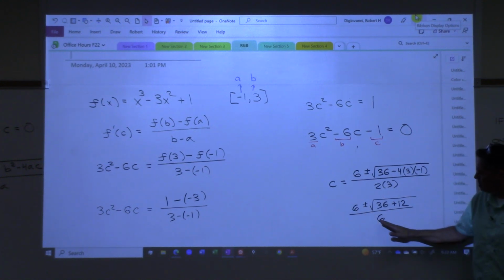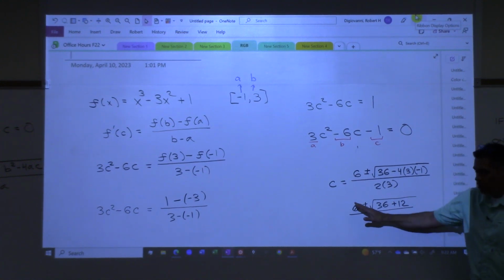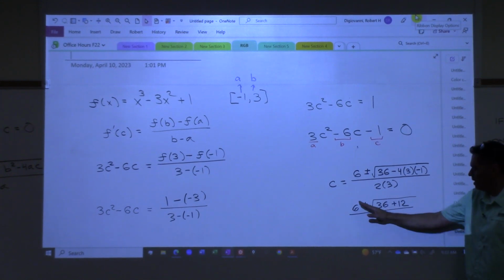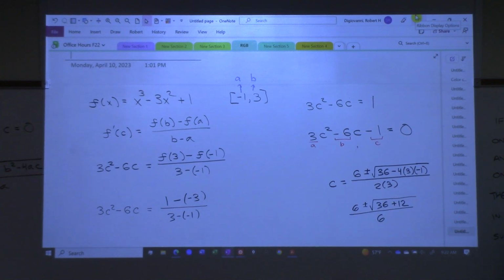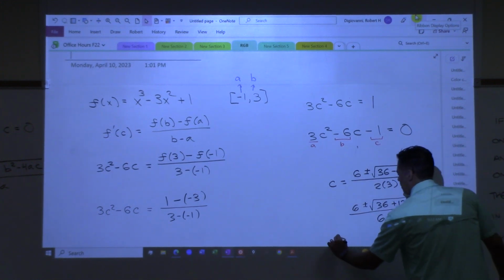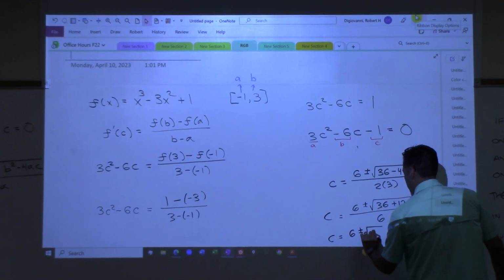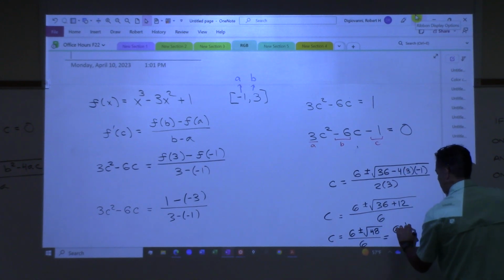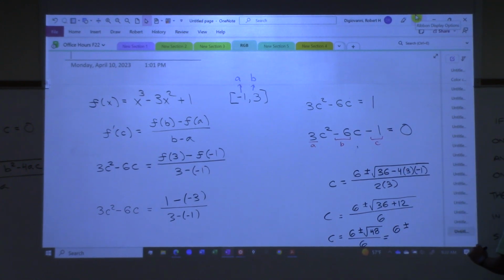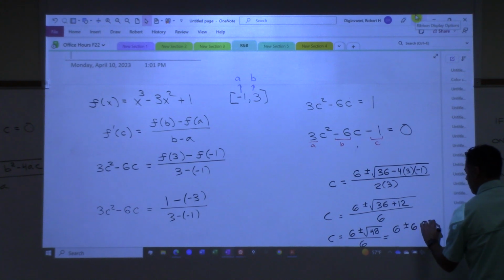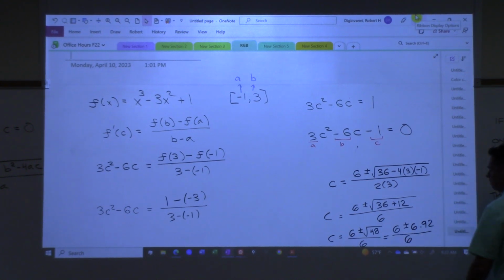Can I cancel these 6s? No, right? You have to be able to cancel 6 here, here, and over on this side. So don't cancel those. 36 plus 12, 48. So c is equal to 6 plus or minus the square root of 48 all over 6. Okay, what's square root of 48? Someone give me a decimal approximation of that. It's going to be like 6 point something. 6.92? Okay, 6.92 all over 6.